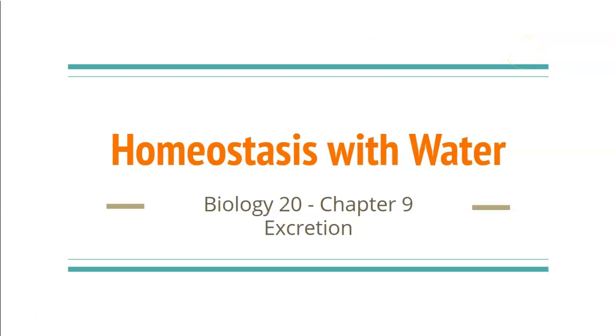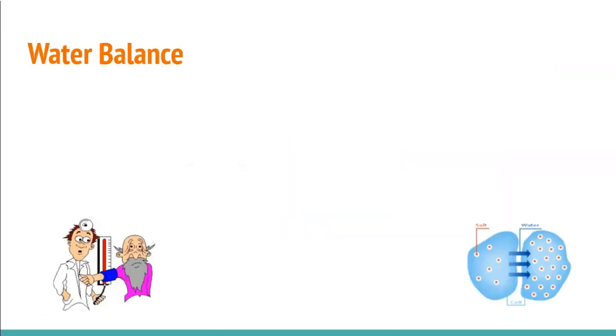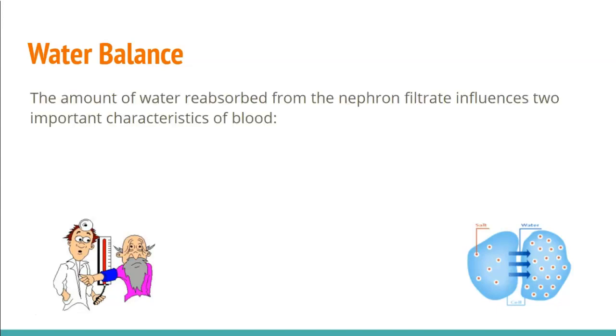This is going to be another lesson in the chapter of excretion. We have learned the kidney, we have learned the nephron, we have learned absorption and secretion. So now we're learning about why we need to maintain that absorption and secretion. One of them is to maintain water balance. The amount of water reabsorbed from the nephron influences two very important parts of our blood.